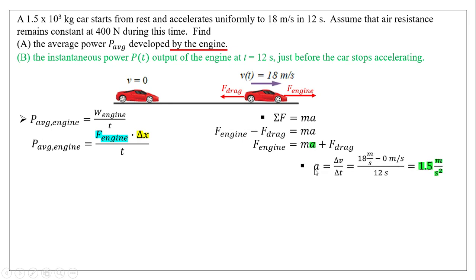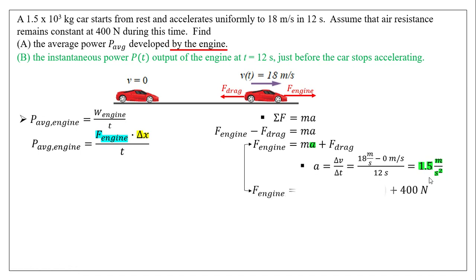Well, to find A, I can just use the information given to me. It's just that the car accelerates from rest to a speed of 18 meters per second here in a time of 12 seconds. So you have your change in velocity, you have your change in time. So to find A, you just simply do change in velocity divided by change in time. So here, my final velocity is going to be 18 meters per second, my initial is 0 meters per second, divided by the time interval, which is 12 seconds for this problem. And that'll give me an acceleration of 1.5 meters per second squared. So I know what A is.